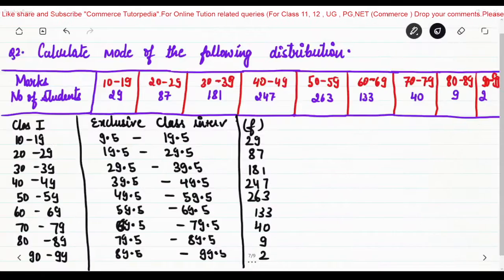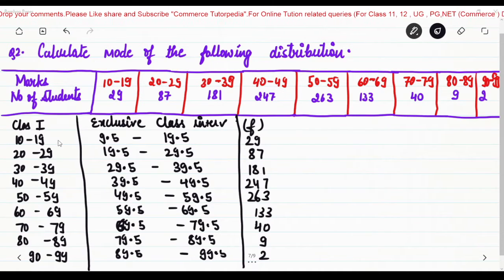Now let us see how to calculate mode when our data is not in continuous form. We have been given class intervals which are not continuous, so we have to make them continuous. Let us see what is the procedure to make our data continuous. We have been provided with 10 to 19 and 20 to 29. There is a gap of 1.